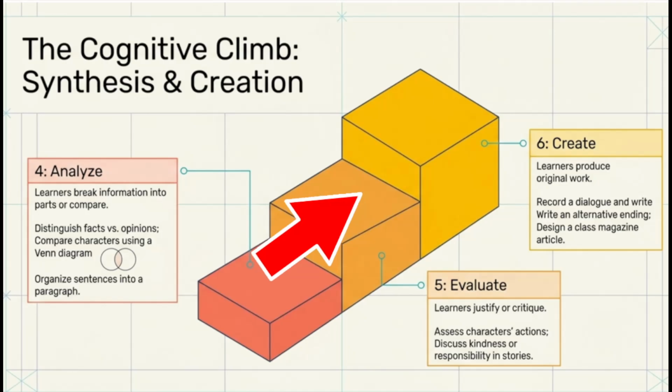The fifth level is evaluate. Here, learners make judgments and support their opinions with evidence. They may assess a character's actions, discuss whether a decision was responsible, or justify their point of view.